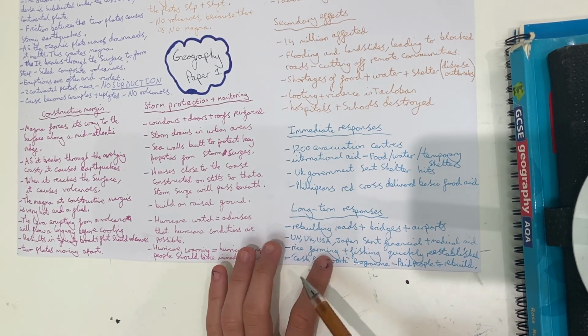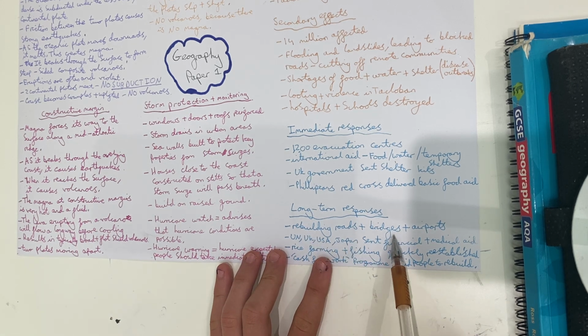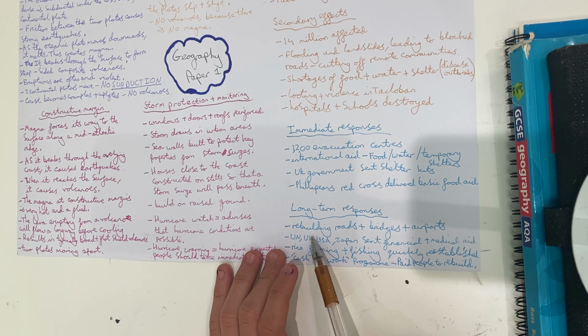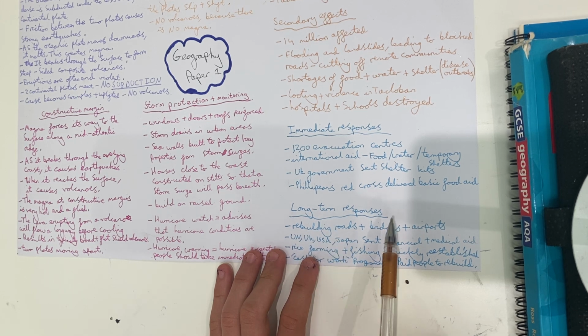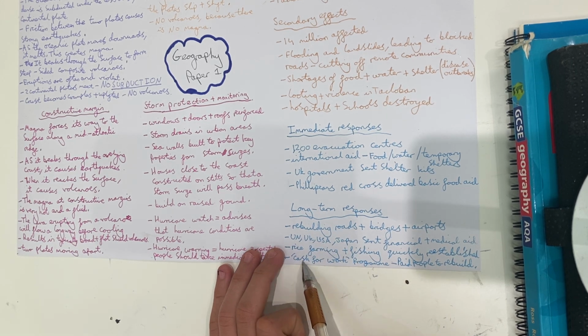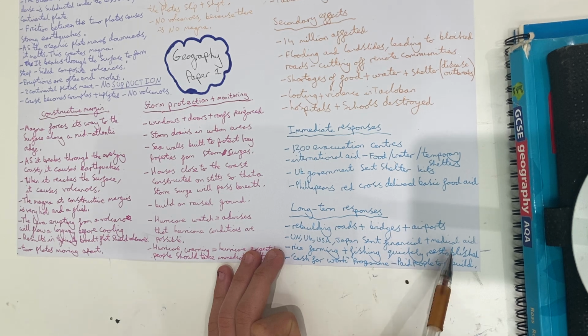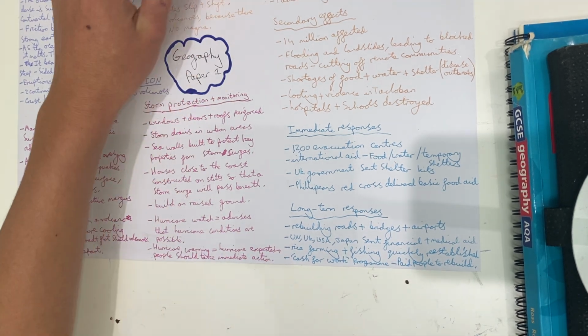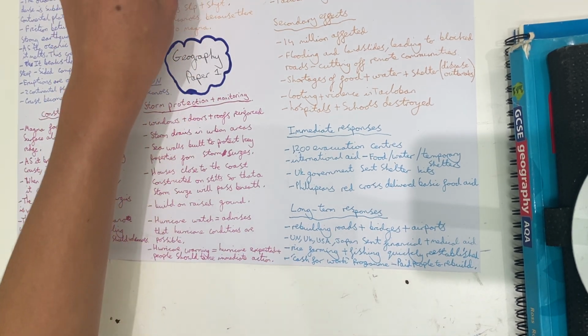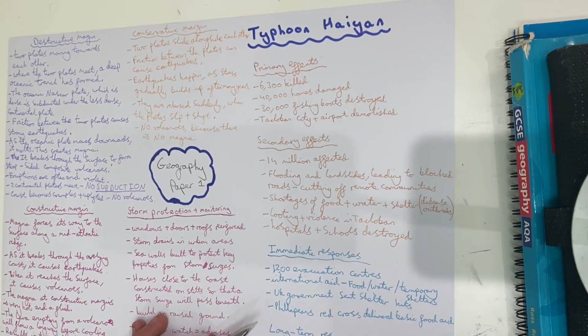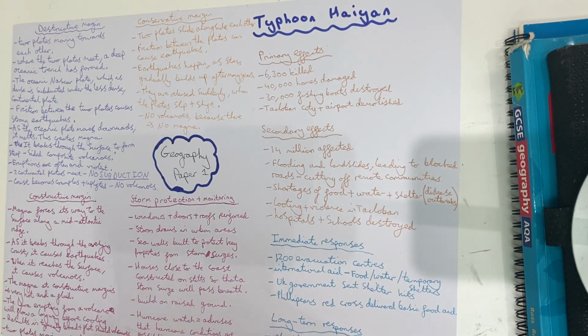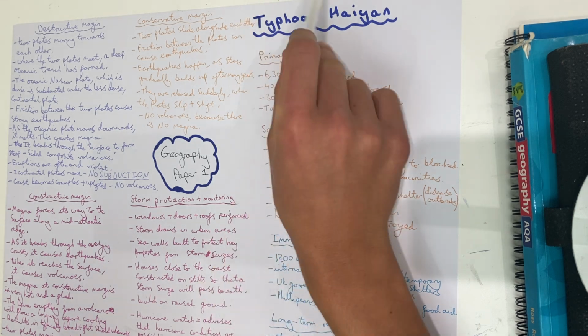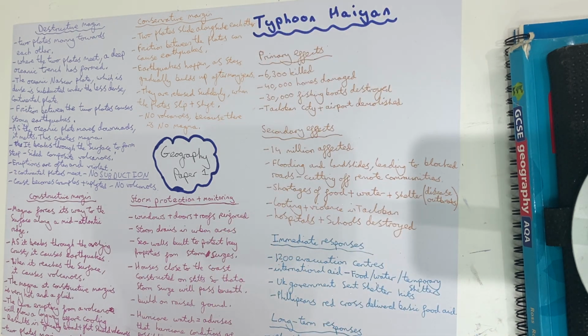And then the long-term responses: building roads, bridges and airports. The UN, UK, USA and Japan sent financial and medical aid. Rice farming and fishing quickly re-established. Cash for work program, paying people to rebuild. So this here is the extreme weather hazards topic. This is the case study that I do, but any other case study that you want me to go over quickly, I can do that.